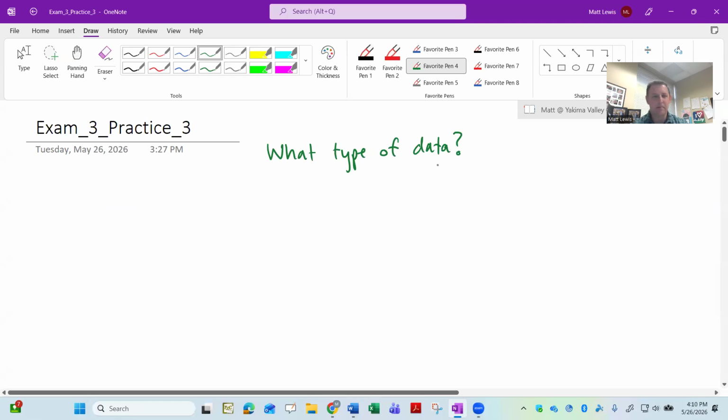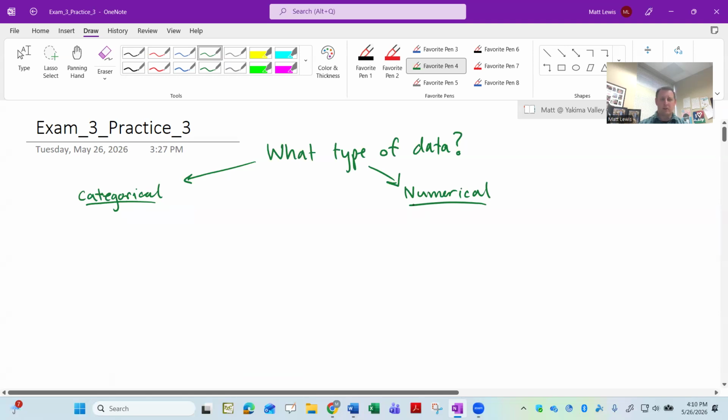What is the data type? Now, we know there are two types of data that we could be presented with. On the one hand, it could be categorical. And on the other hand, it could be numerical. So that's always the first question I want you to ask: what type of data do I have?